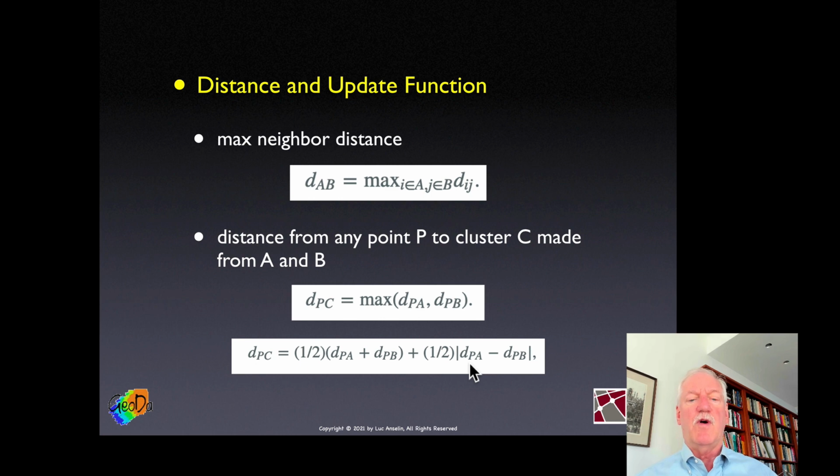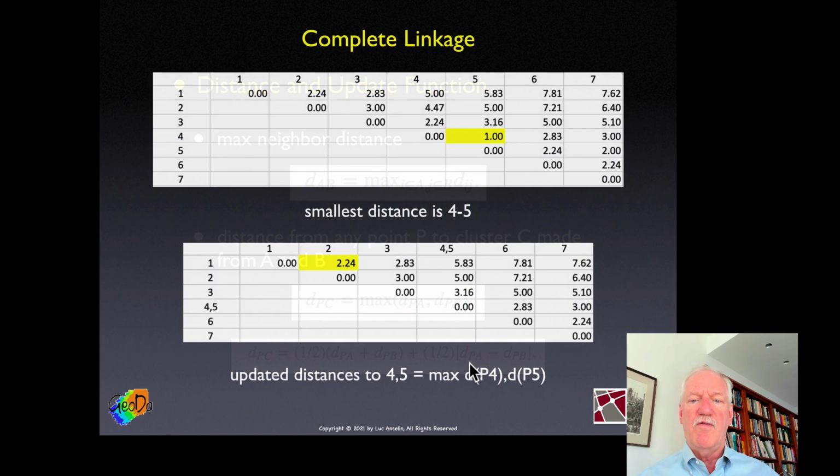If you don't believe it, you can look at the workbook and see the numerical example, which works out very nicely. Same starting point here, same grouping, but now we look at the largest distance between the points and the 2 points that made the new cluster. So between 1 and 4 and 1 and 5, it now becomes 583. And 2 and 4 and 2 and 5 becomes 5, and so on.